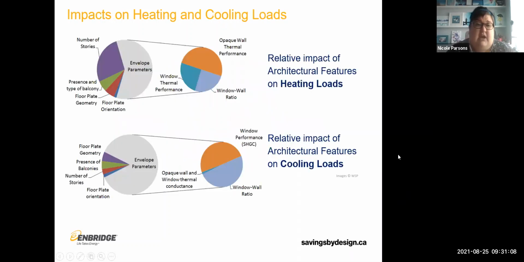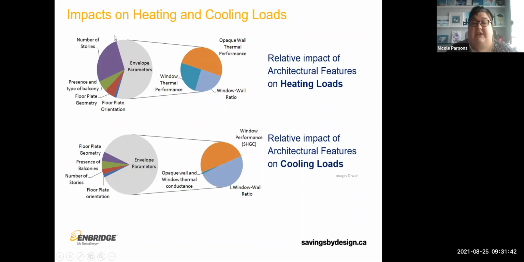So the first thing, if we talk about energy use and heating and cooling loads, these are some graphs from a study that was done that looked at the impact of different architectural features of a building on the heating and cooling load. So this looked at mostly buildings, I believe, that were modeled, some that were existing, and it looked at what size of an impact did these different things have.